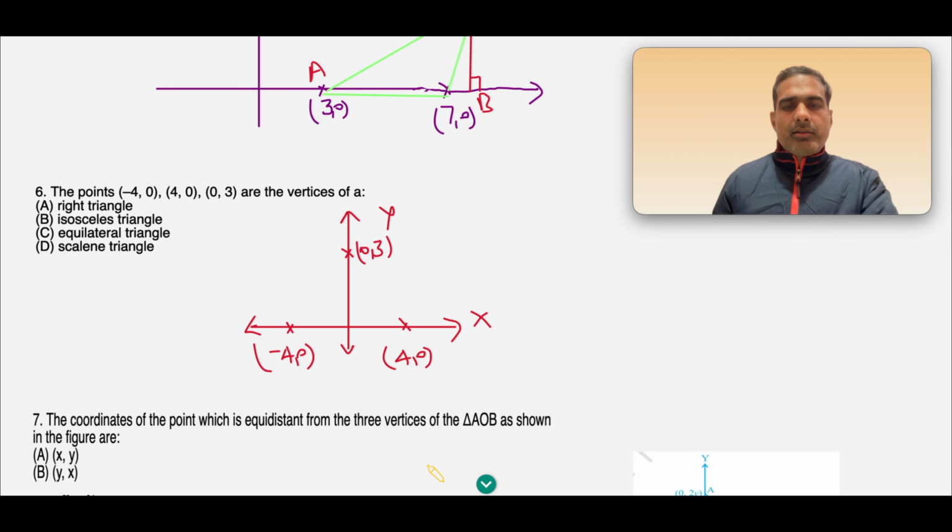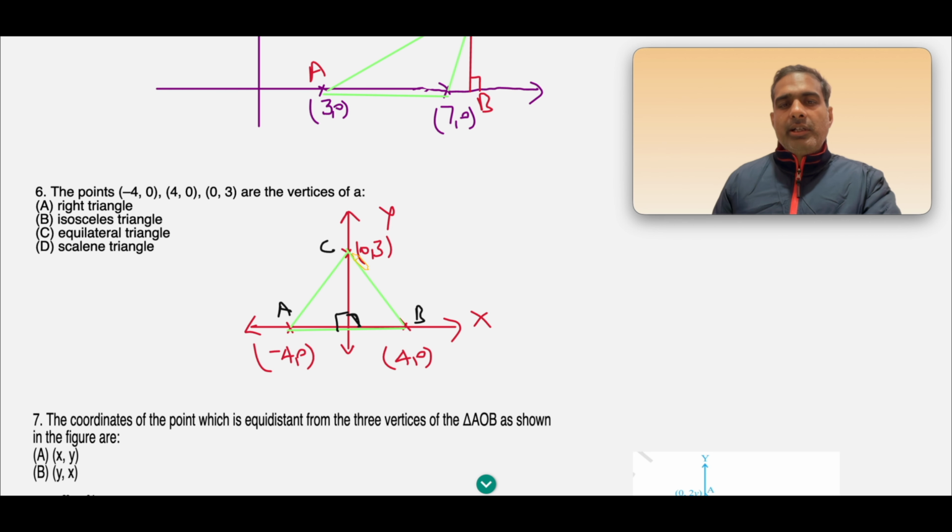So if we join the sides, we have to tell what type of triangle this is. If we see, this is perpendicular because the y-axis is perpendicular to the x-axis at the origin. Here are (-4, 0) and (4, 0), and this is the origin, so the origin is the midpoint of AB. If I name it ABC, we can say the y-axis is the perpendicular bisector of AB here.